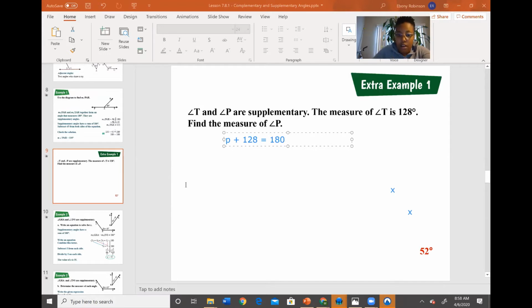And then I'm going to solve this equation. I'm trying to isolate the variable, so I'm going to subtract 128 from each side. Oh, I forgot what Ms. Robinson forgot to do: draw her line, so I can separate. I don't like that line. I'm sorry. There we go, that was better.